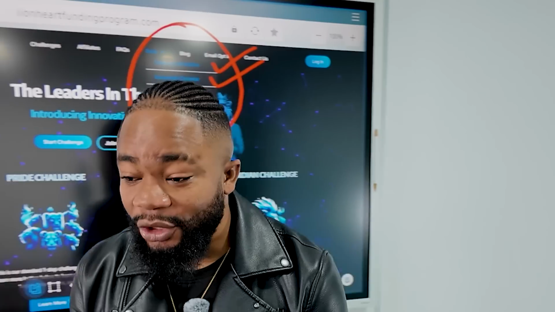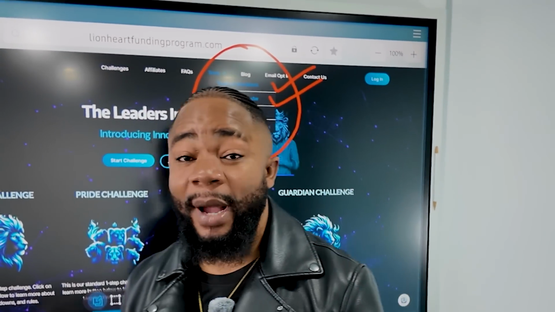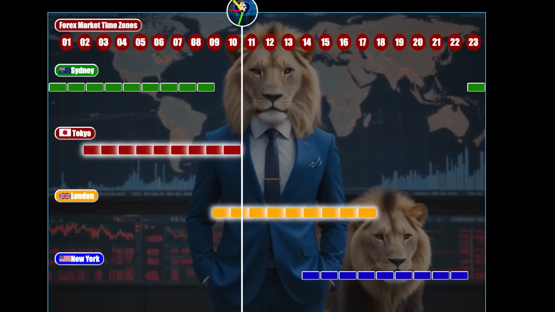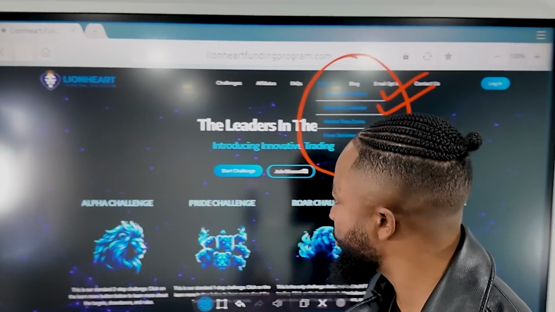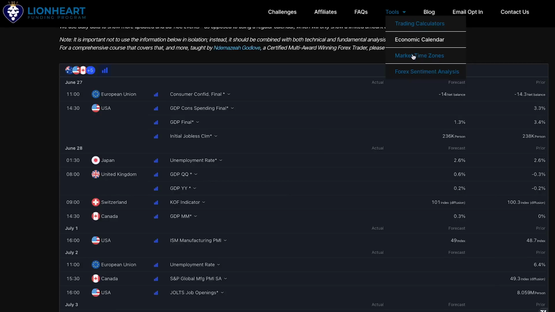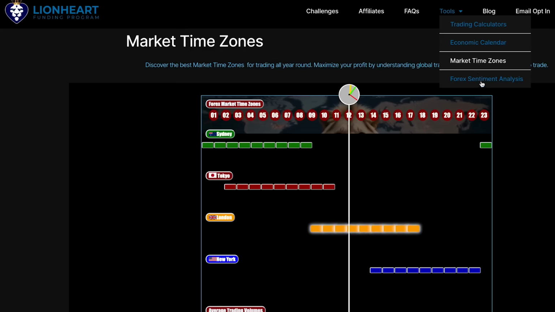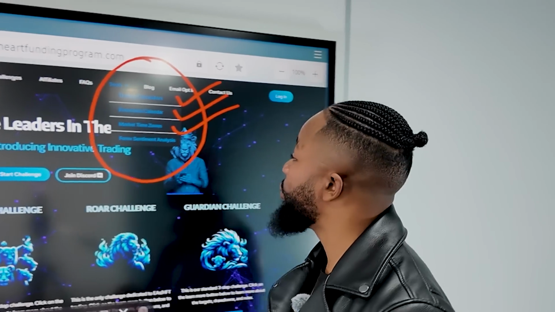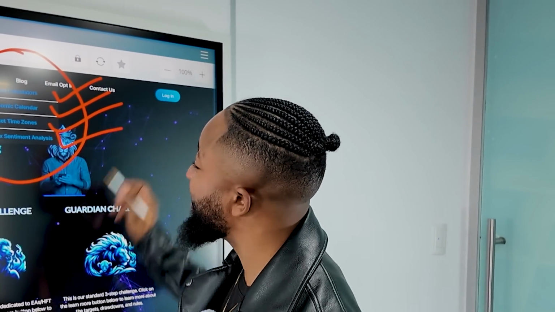And then, let's just say you're a trader that trades according to market sessions. You want to know market sessions that are more volatile. You want to know market sessions that are very good to trade. We got you covered. You can see here, we have market time zones. That's where you'll be able to come here to see which market session is more volatile, which one you can trade.